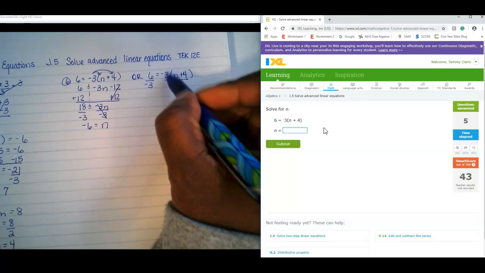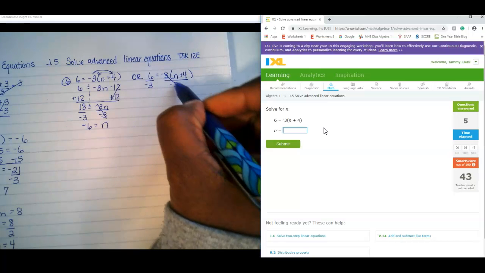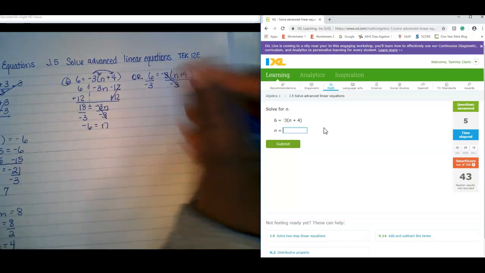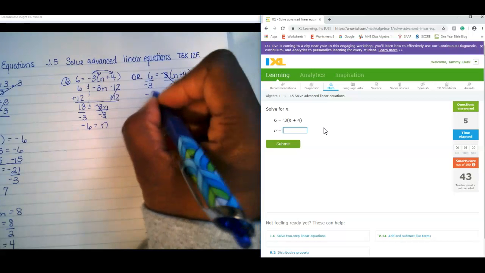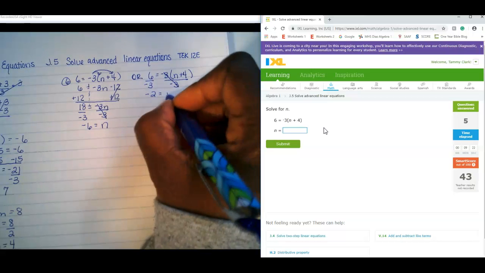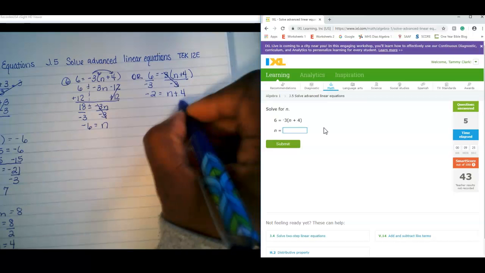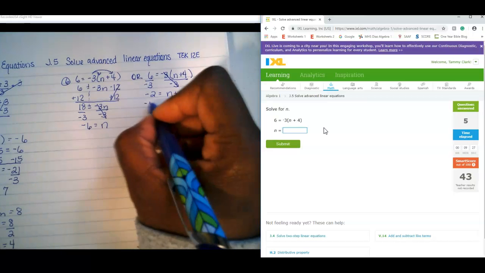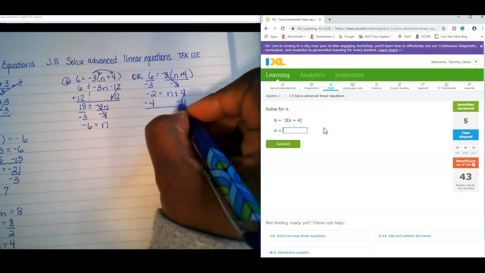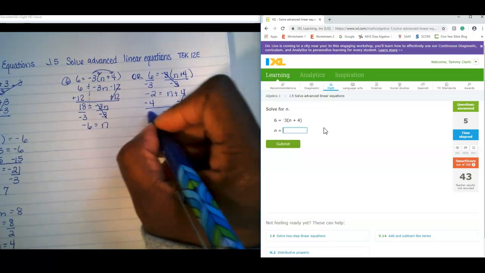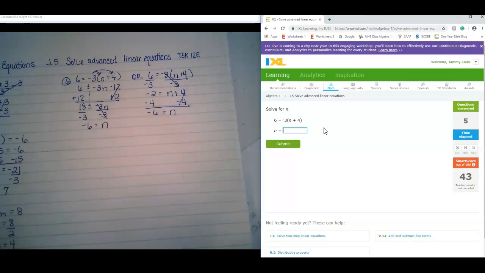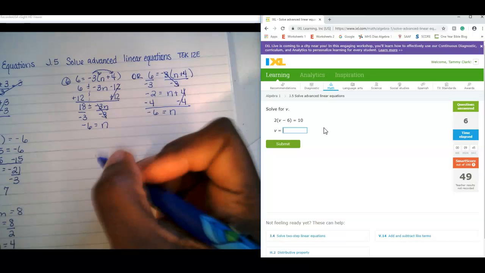And if I do that, negative 3 divided by negative 3 reduces to 1. 6 divided by negative 3 is negative 2. And that equals n plus 4. Well, then I could subtract 4 from both sides of the equation. And that leaves me with n is equal to negative 6. So I got the same answer. It doesn't matter how you do it, as long as whatever you're trying to divide will divide into the other side of the equal sign evenly.